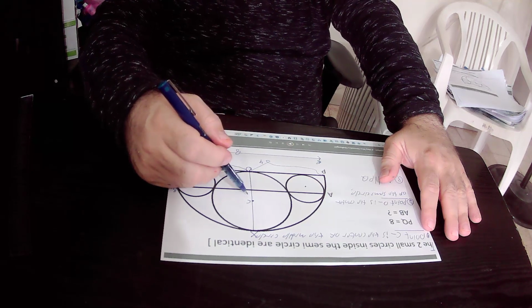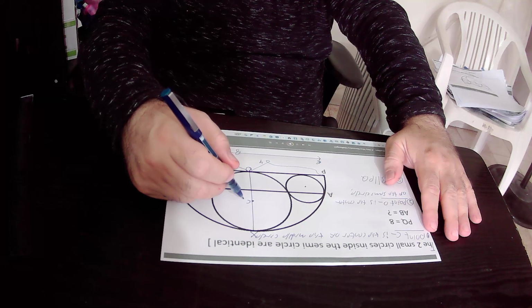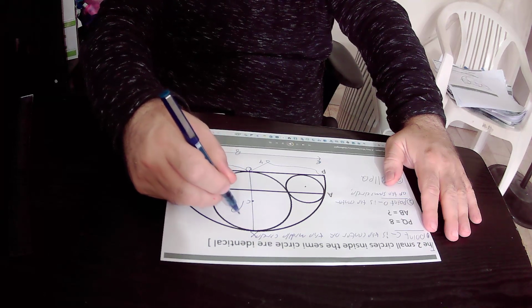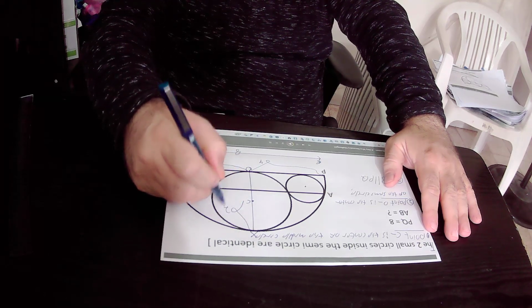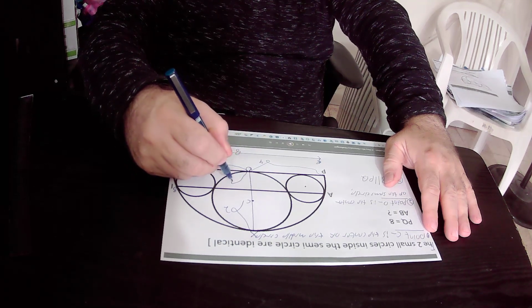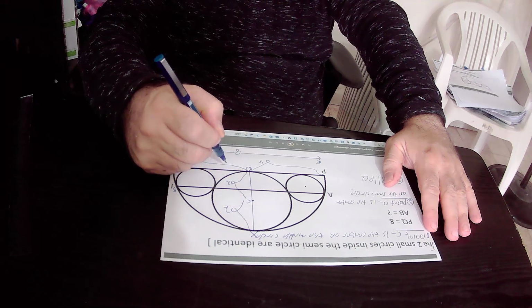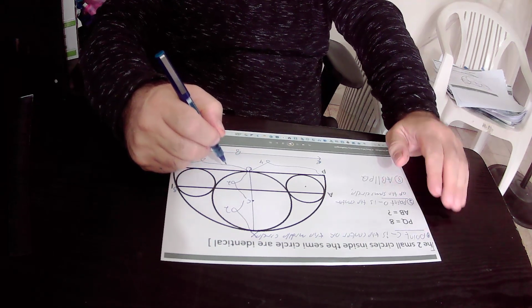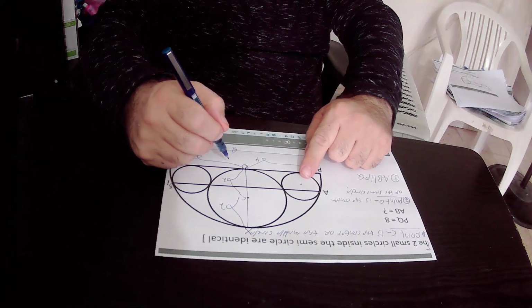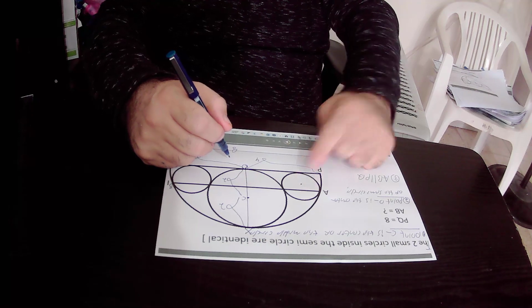Therefore, the radius will be half of it. That is to say, the radius CX will be equal to 2 units, and the radius OC will also be equal to 2 units. And we will define the center of this small circle as point M.